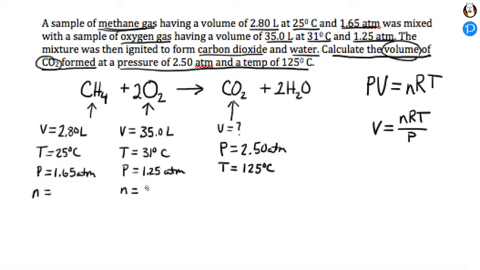Well, for these ones, I can actually figure that out because, again, let's come back over here. I can rearrange this equation to solve for n, can't I? To get n by itself, I'm going to have PV over RT, which I have everything that I need. I can figure out how many moles of O2 and how many moles of CH4 that I have because I know the pressure, I know the volume, and I know the temperature of those two gases. So let's do that first. Let's figure out how many moles of each of these that I have.